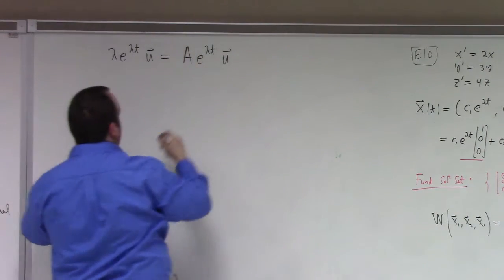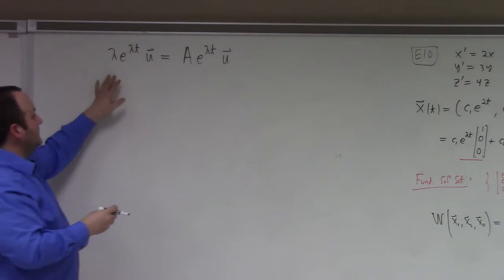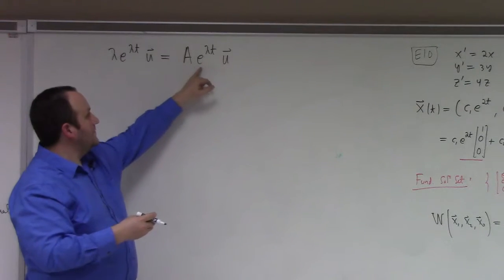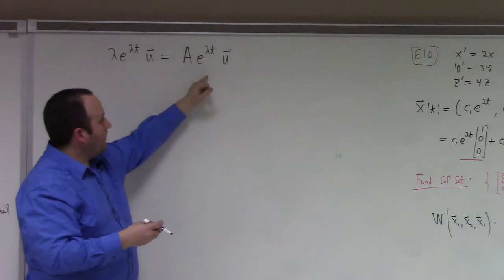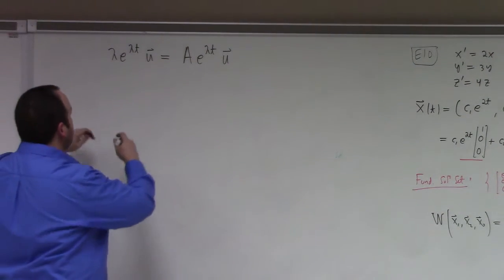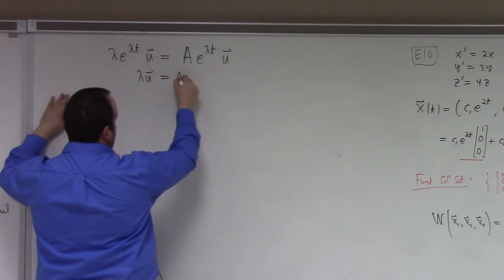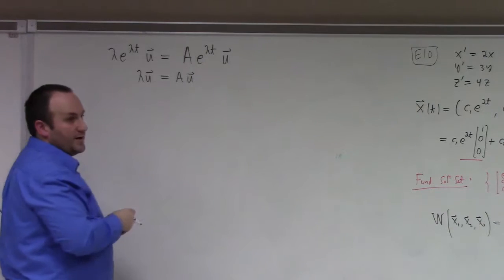Do you guys see what I did? I just plugged our guess into the differential equation. Now, do you see anything we could do? How about e^(λt)? Is this ever 0? No. So we could divide by that, right? No charge. So this gives us λu is equal to Au, right?